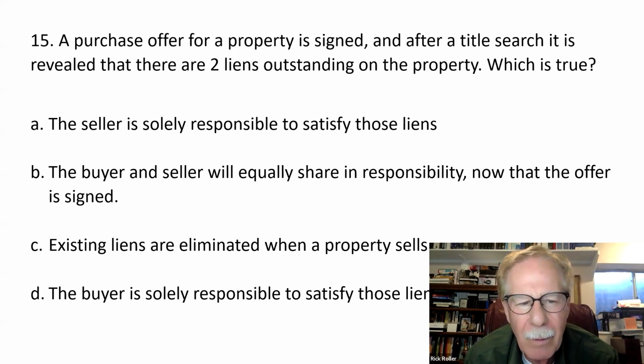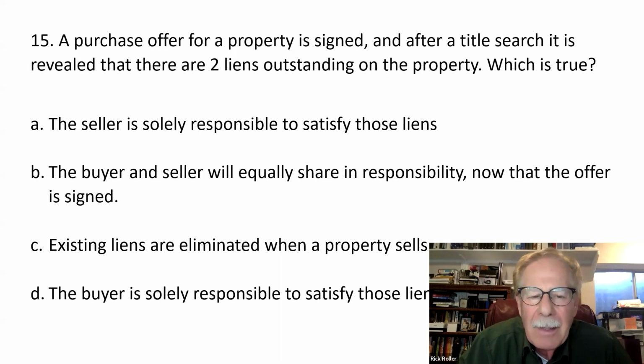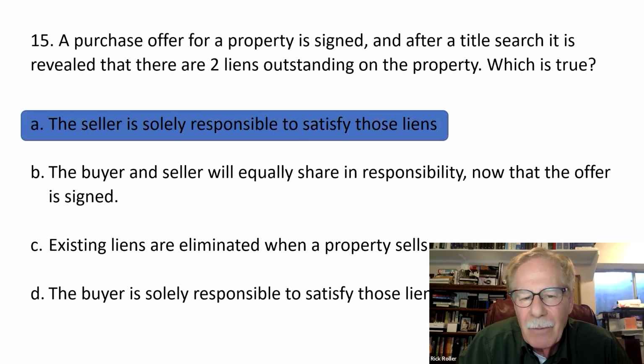So what we're looking at here is this, the seller could have 3 loans. The seller could have 1 loan. But whatever loans are on that property, or judgments or other types of things that directly affect the property, the seller's got to pay them off. They've got to satisfy those liens. And of course, they're going to price the property accordingly so that they have enough money to do that and hopefully make a profit as well. So the correct answer to number 15 is A, but look at B. The buyer and seller will easily share in responsibility.